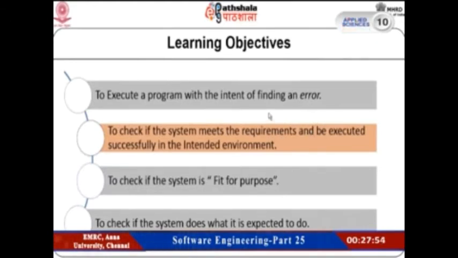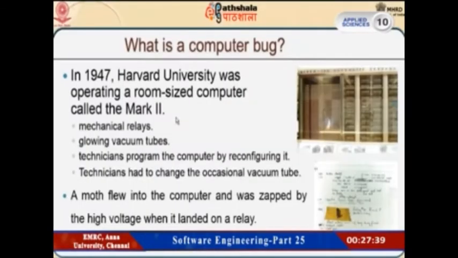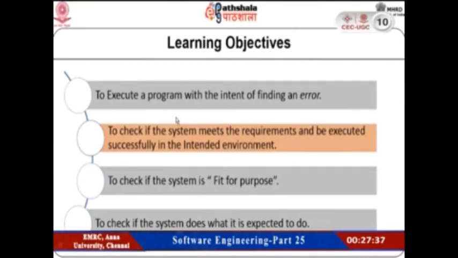So if you look at testing, testing is just to execute a program. If it is a software, execute a code. So, to execute a program with the intent of finding an error. So any error needs to be found out as part of testing. To check if the system meets the requirements and can be executed successfully in the intended environment.